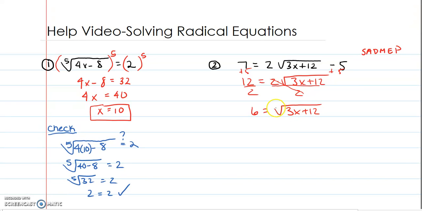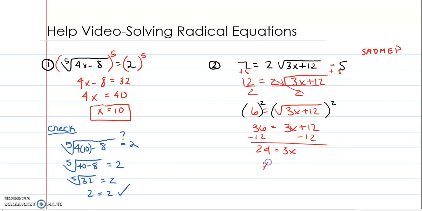And now to get this radical away, I need to raise each side to the second power. And by doing so, I'll get 36 equals 3x plus 12. We'll subtract 12. So 24 equals 3x, and x equals 8. Now let's make a check and see if it works.